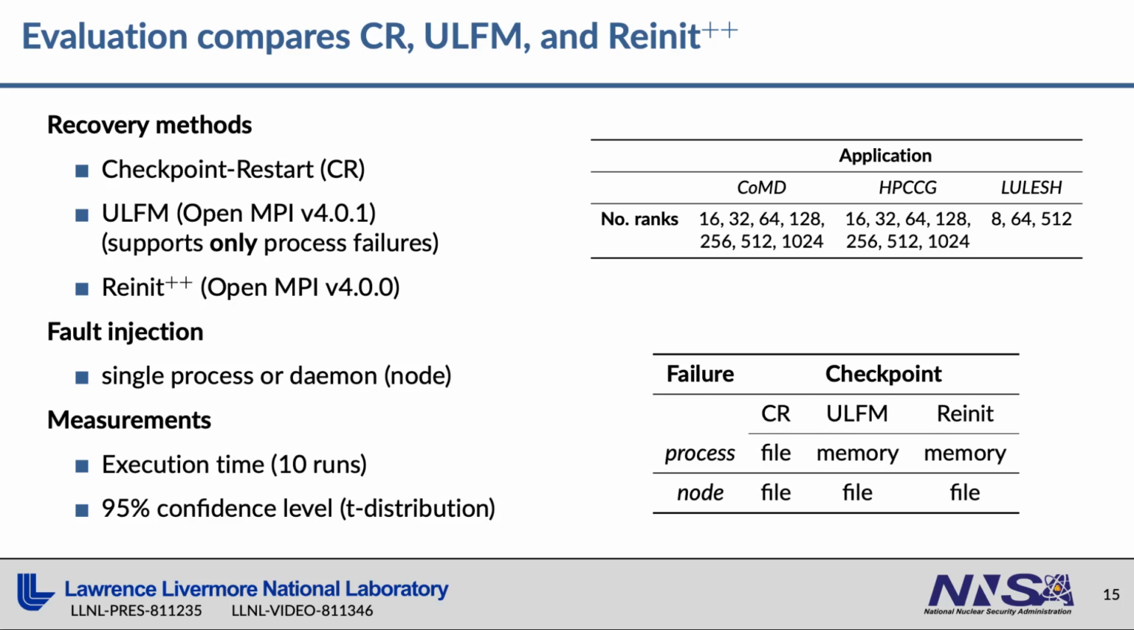The survivor processes load their checkpoints from their own memory, and the failed processes load their checkpoint from a buddy memory region. Now, when there is a node failure, there are multiple MPI processes failed, and in that case, memory checkpoint with the buddy system cannot help. So even for ULFM and Reinit, we do file checkpoints.